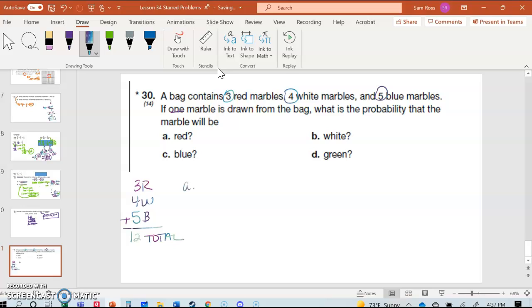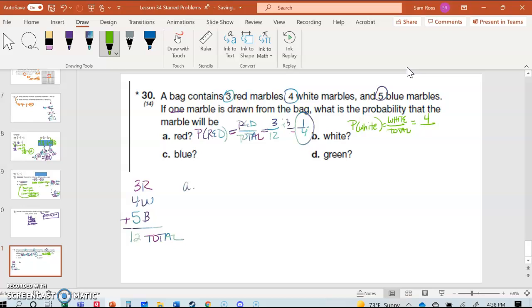A says the probability of red, which is going to be the number of red marbles over total. So I have 3 red marbles over 12. I have to reduce that by dividing by 3, and I get 1/4. Okay. B says the probability of white. So probability of white is going to be the number of white marbles over the total, which is 4 white marbles over 12. Again, I'm going to have to reduce, divide by 4, I get 1/3.